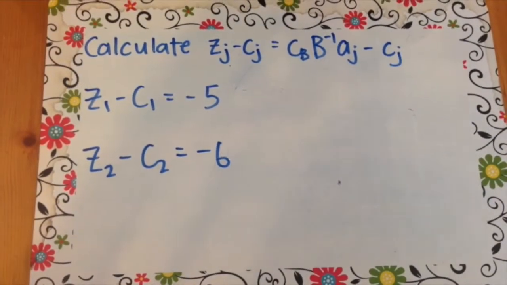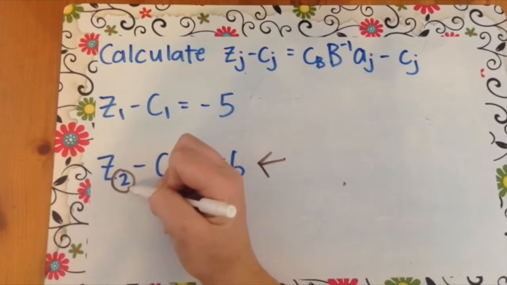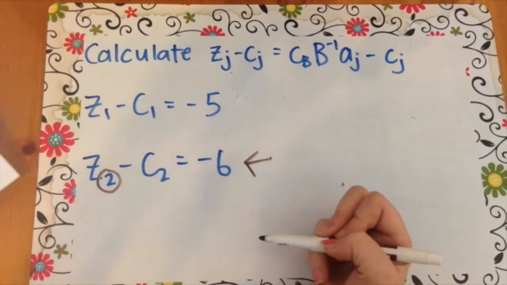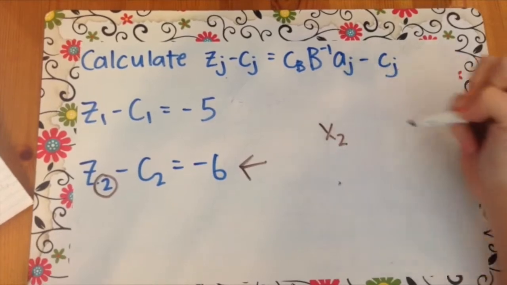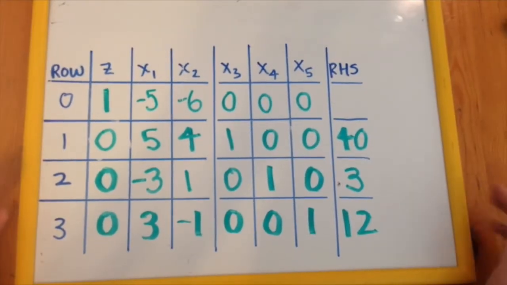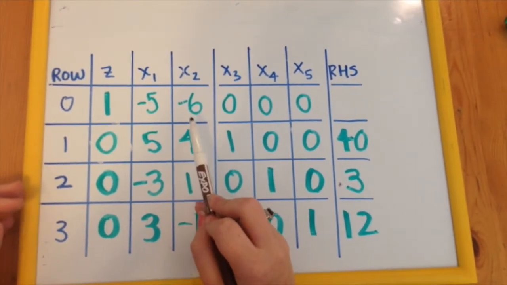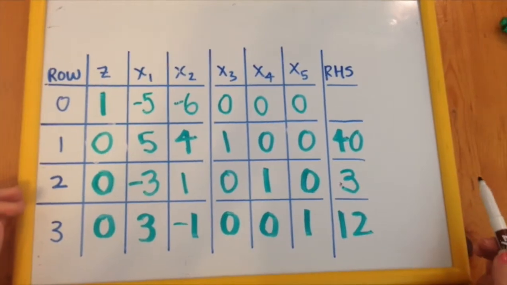The smallest answer that we got was -6, which means that our t value, or our index, is 2, which means that x2 should enter the basis. Now, this is step 2 in tableau form. x2 should enter the basis because -6 is the smallest number on our row 0. This is similar to our step 2 in matrix form.